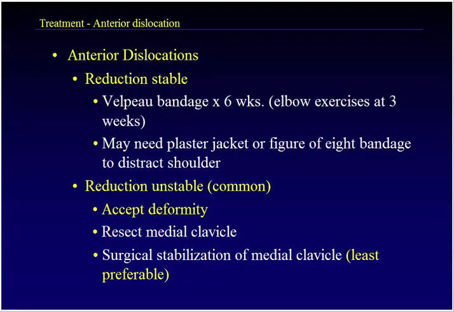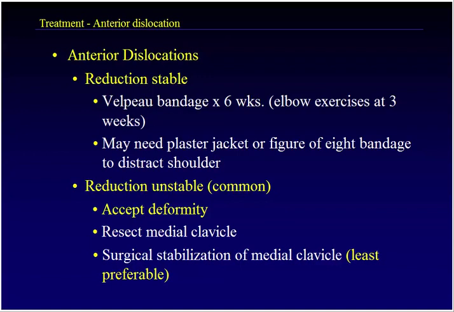Anterior dislocations, if the reduction is stable, you can treat them in a Velpeau bandage for 6 weeks. Begin elbow exercises early as you see. Sometimes it's necessary to use a figure-of-8 bandage to hold the shoulder in abduction and distraction to maintain the reduction. If the reduction is unstable, which is actually the most common presentation of these, then you have several choices. One is to accept the deformity.